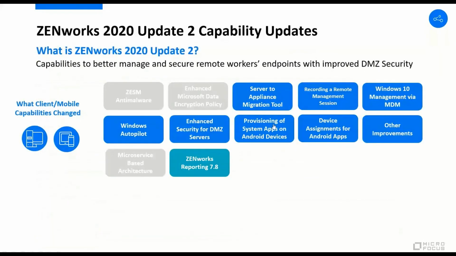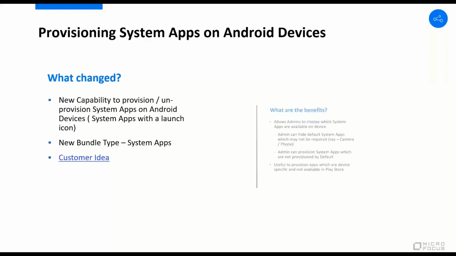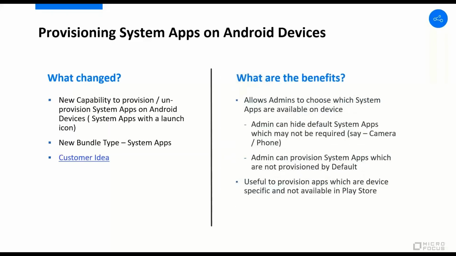Going back, we have another feature, which is the provisioning of the system apps on the Android devices. As a part of this feature, what we have done is that we have brought in a new capability where you can provision or unprovision system apps on the Android devices. So this is specific to the apps which have actually a launch icon. So what it actually allows you to do is that typically till now, when you were setting up Android devices, you had really no control over which are the default apps which actually appear within the work profile on an Android device.